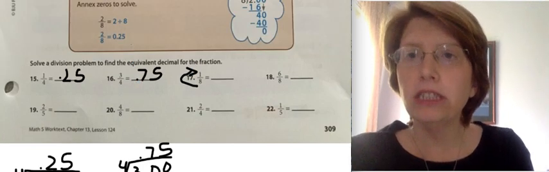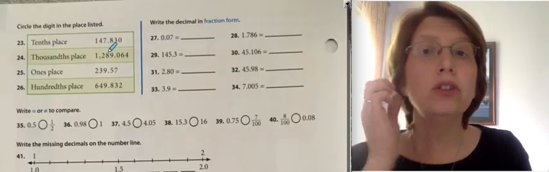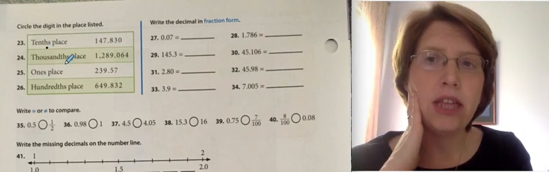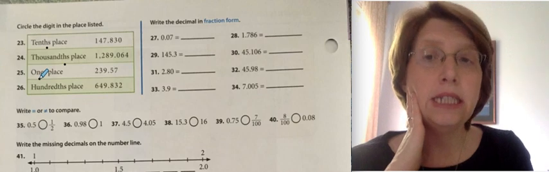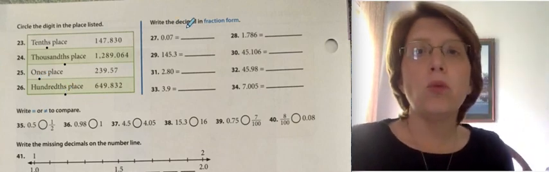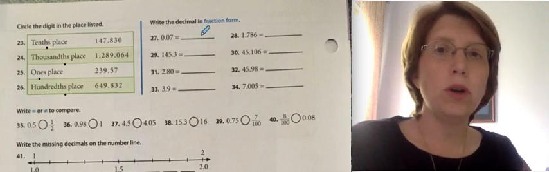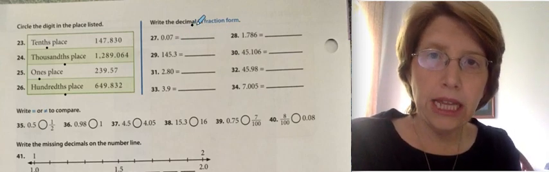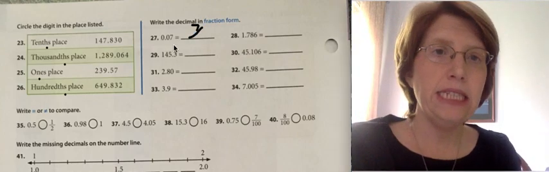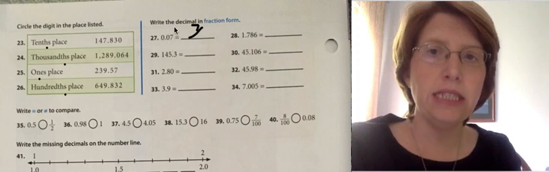All right, now let's look and see what the back has. Circle the digit in the place. Pay attention: tenths, thousandths, ones, and hundredths. Okay, circle the place. Write the decimal in fraction form. Remember, we're putting the decimal above the place that it's in. So this is in the hundredths.